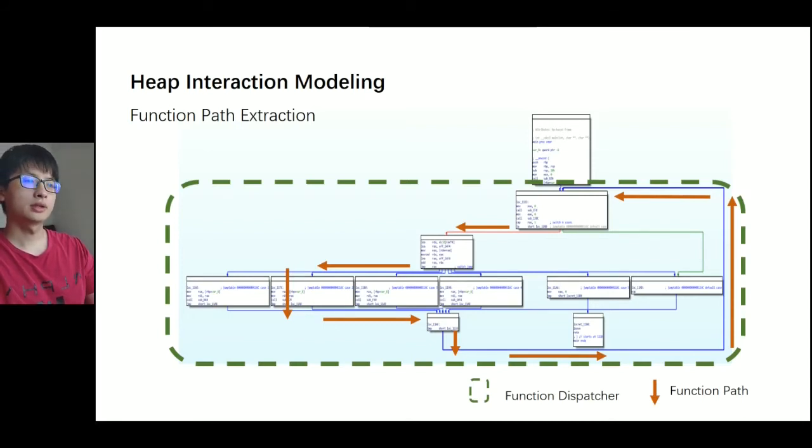A function dispatcher is a code structure that is widely used in programs for function distribution and usually implemented as an if-else or switch-case structure wrapped in a loop. We define the basic block sequences from the loop entry to the loop exit as function passes. First, HAEP constructs the CFG of the target program. Then it extracts the function dispatcher from the CFG as well as its function passes.